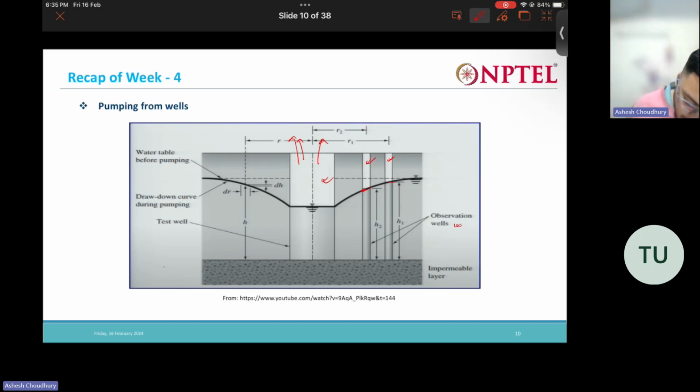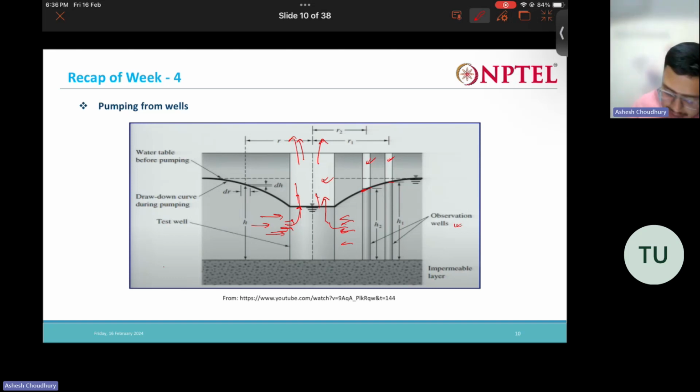Now what will happen? When you are pumping out water from the ground, whatever groundwater is there in the soil is coming out through flowing. The water is passing through the pores of the soil, coming to this well, and then coming out. Right, so this is actually happening.